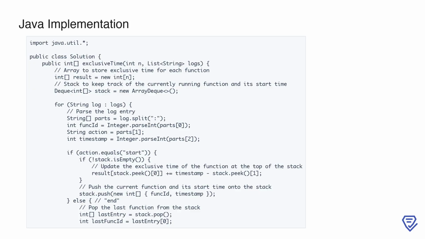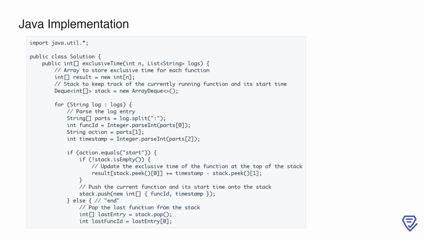As we iterate through the logs, each log entry is split into three components: the function ID, the action, and the timestamp. If the action is start, we first check if the stack is not empty. In that case, we update the exclusive time of the function currently at the top of the stack by adding the difference between the current timestamp and its start time.